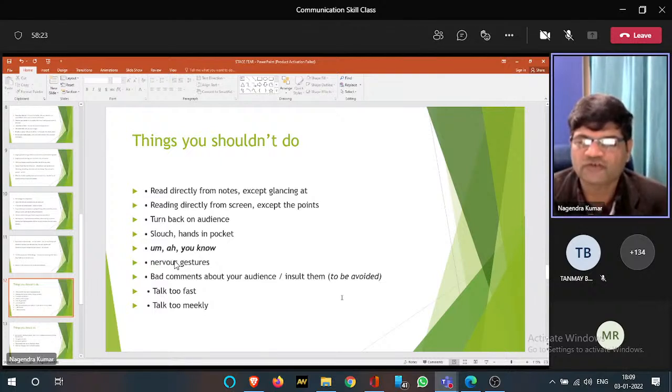Don't talk too fast or too meekly. I mean, both of these things are not recommended. If you are speaking too fast and the words are not clear, people will always find it difficult to understand. If you are speaking too meekly and you are not audible, then also people will not value your presentation.